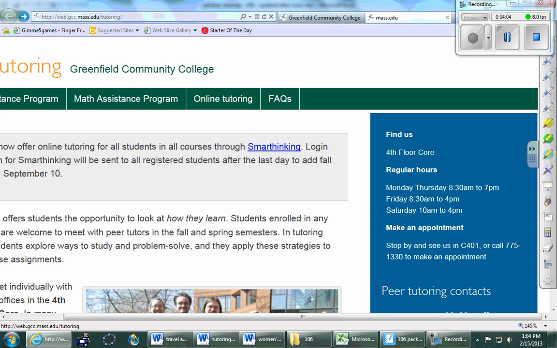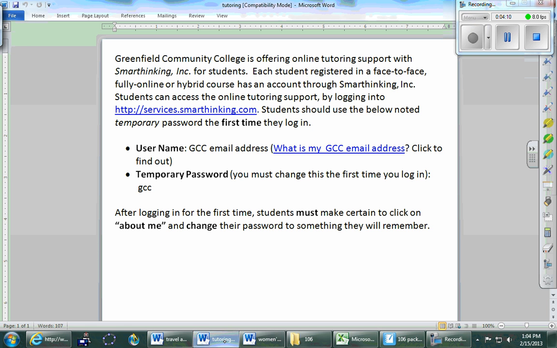All I will say is this: it's a subscription service, but you all have a bunch of hours given to you for free because you are students here at GCC. So if you're interested in exploring this online tutoring, just Google Smart Thinking. Notice there's only one T in the middle. It's really Smart Thinking. So Google that. The first link that comes up will be the one that you want.